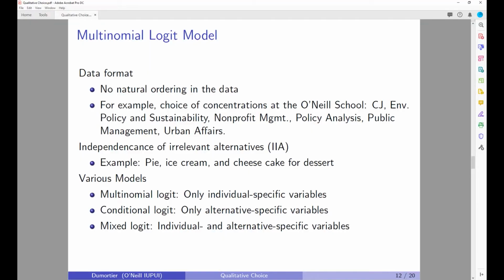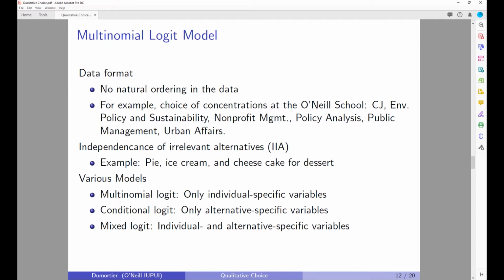The second type of model that we are going to look at is what is called a multinomial logit. With the ordered logit, we had a dependent variable with a natural ordering. For the multinomial logit, we do not have this natural ordering anymore. So for example, suppose you are interested in a choice of concentrations at the O'Neill School, whether people are going into criminal justice, environmental policy and sustainability, nonprofit management, policy analysis, etc. There is no natural ordering, but this is a choice that students are going to make.